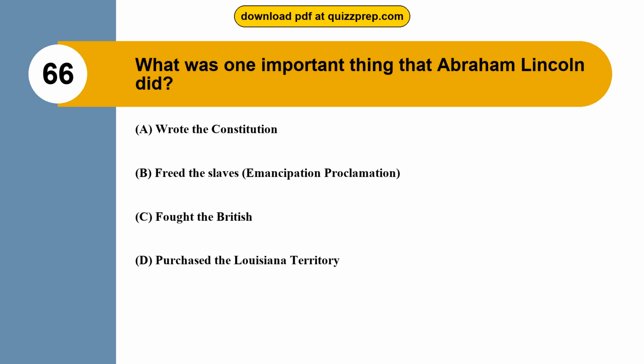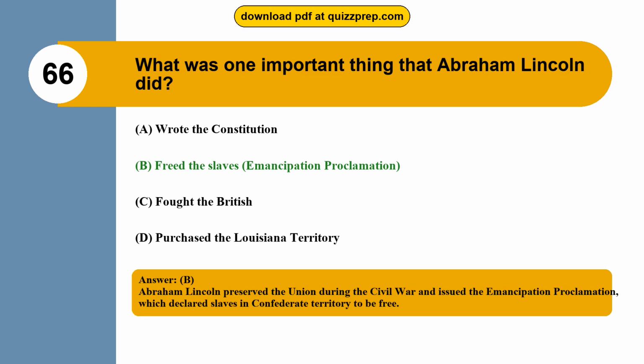Question 66. What was one important thing that Abraham Lincoln did? Option A. Wrote the Constitution. Option B. Freed the slaves, Emancipation Proclamation. Option C. Fought the British. Option D. Purchased the Louisiana Territory. The correct answer is option B, freed the slaves, Emancipation Proclamation. Abraham Lincoln preserved the Union during the Civil War and issued the Emancipation Proclamation, which declared slaves in Confederate territory to be free.